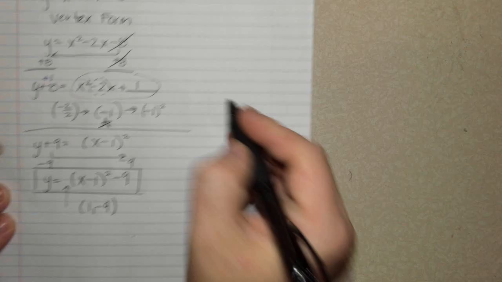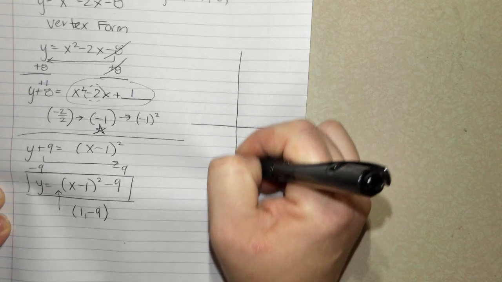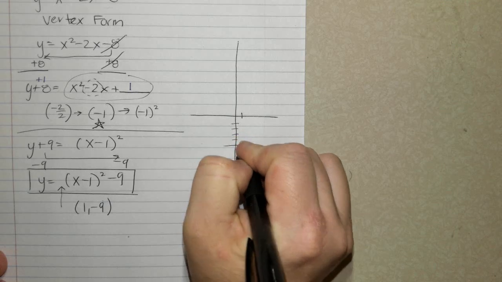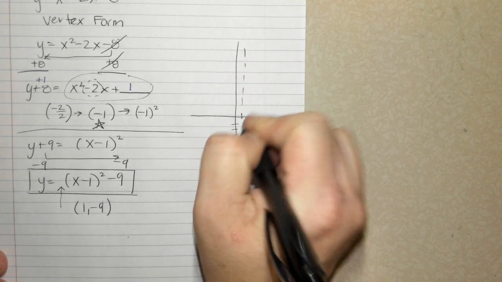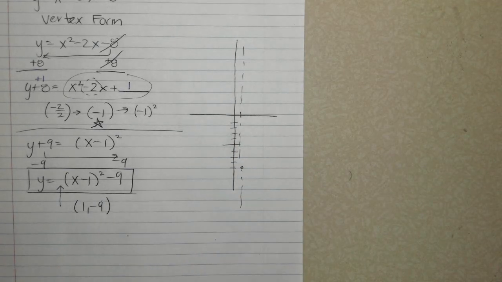Okay, we're going to graph it. So I'm going to come over here and make a pretty simple graph. I'm going to start by going over 1 and down 9. I just graphed the vertex.